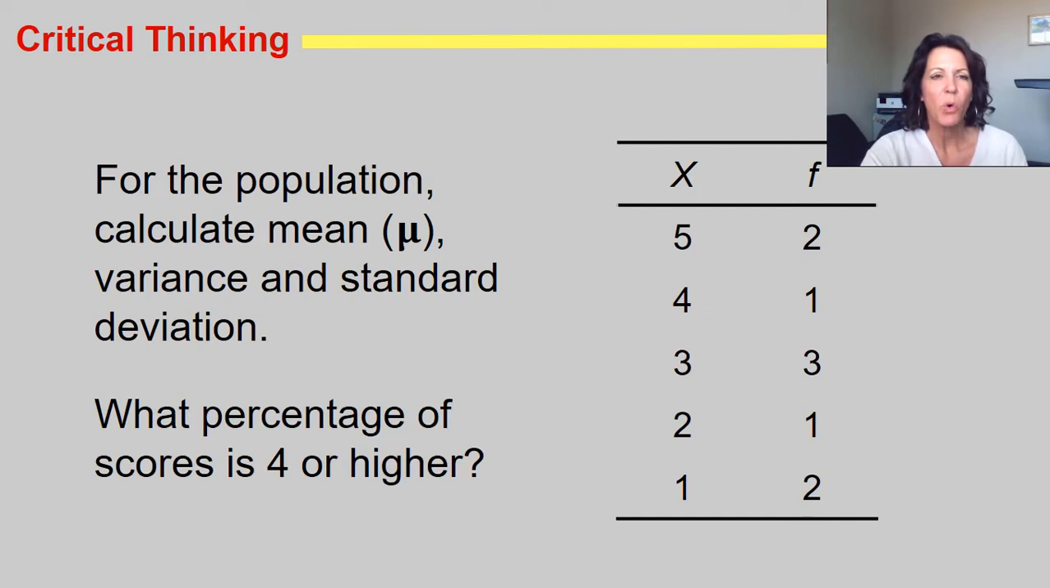Let's do one more using a table, a frequency table. We're going to find the population mean, variance, and standard deviation, and then we're going to find out what percentage of scores is 4 or higher. Pause the video, try it on your own, come on back.